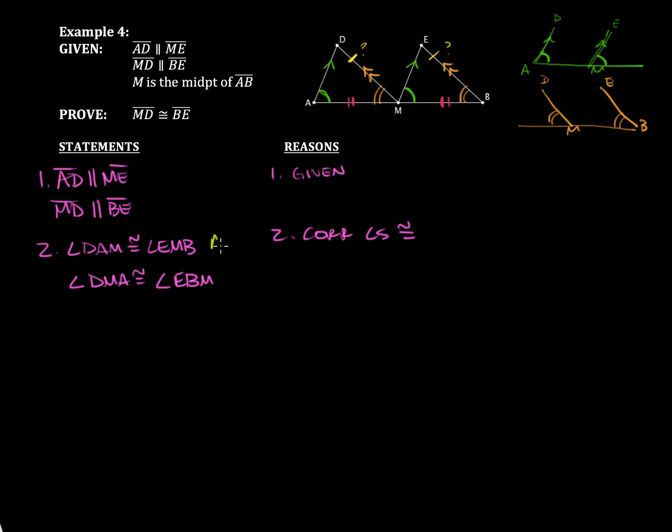Now, just to keep track here, that's one pair of angles that I've listed. That's another pair of angles that I've listed between my two triangles. Next, I want to bring in the fact that these two segments are congruent. But I can't just come out and say that without first bringing in the given information that says that M is the midpoint of segment AB, because that's really what led me to say that AM is congruent to MB.